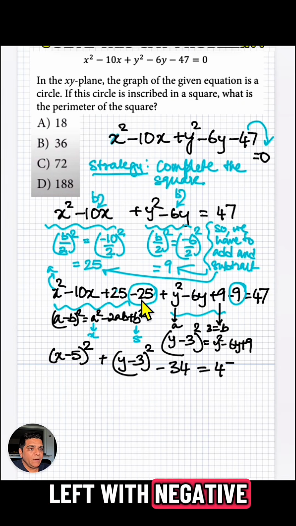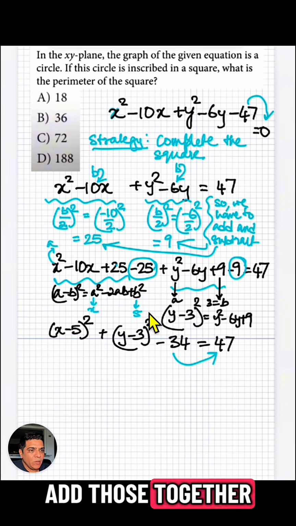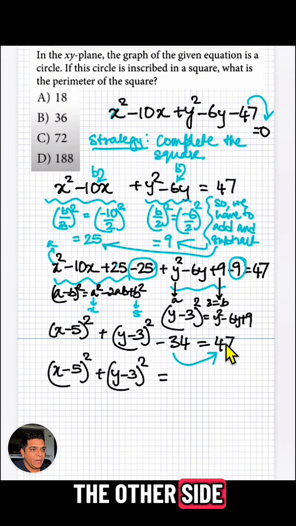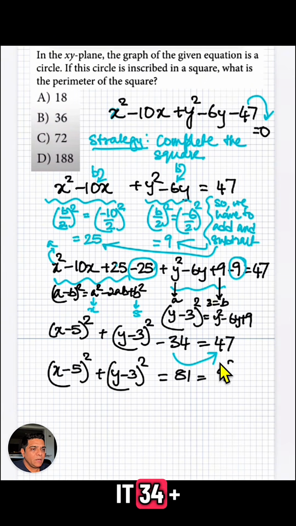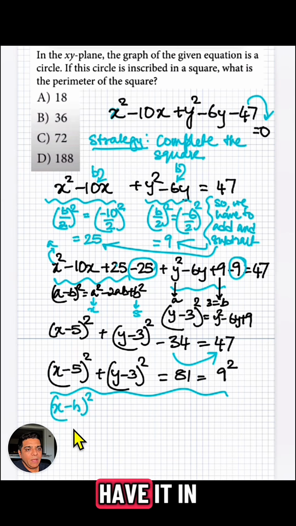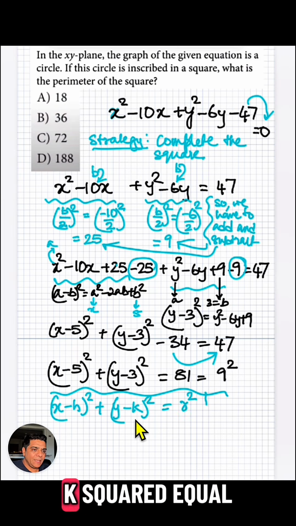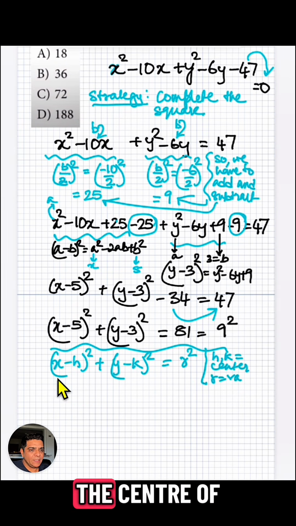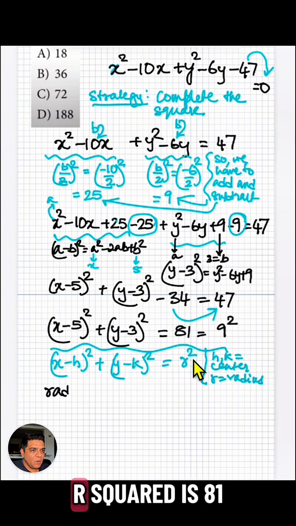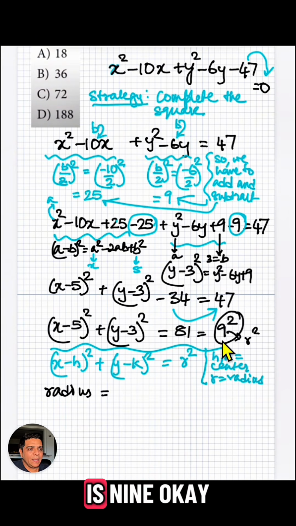Okay, now we are still left with negative 25 and negative 9. So we're going to add those together. That's negative 34. Bring it to the other side like we did with 47. So 34 plus 47 is 81. So now we have it in the (x minus h) squared plus (y minus k) squared equals r squared form. H and k is the center of the circle, and r is of course the radius. So r squared is 81. So the radius r is 9.